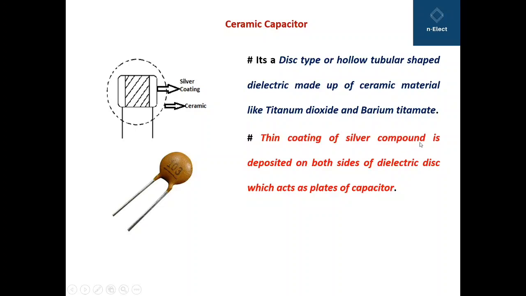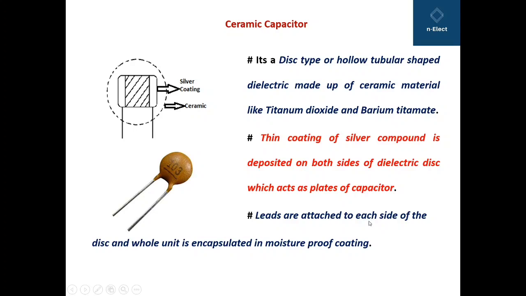A thin coating of silver compound, as you know silver is a good conductor of electricity, is deposited on both sides of the dielectric disc. The dielectric is made up of ceramic, and on both sides, from this side and the back side, a thin coating of silver compound is provided. It is deposited on both sides of the dielectric disc, which acts as the plates of the capacitor. So the silver coating on this side and on the back side work as the parallel plates of the capacitor, and the leads are taken out from them.